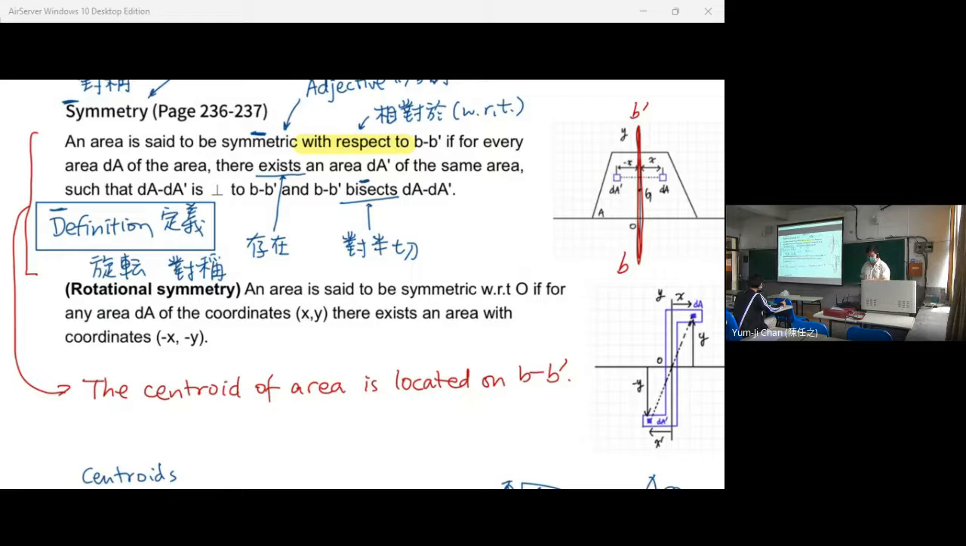It's located. What does it mean? It's located, 位于. It's okay. Now, please take a note of this, and we may use it later.